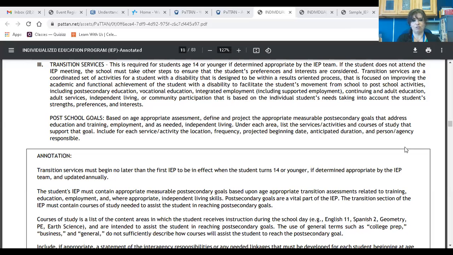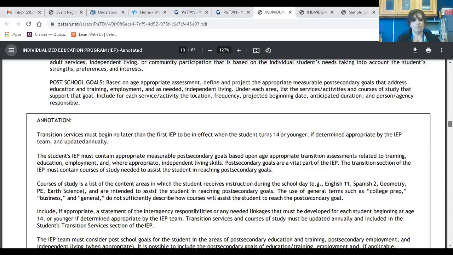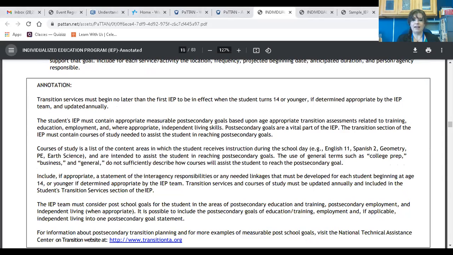The transition section of the IEP must contain courses of study needed to assist the student in reaching his or her post-secondary goals. Courses of study need to be more specific than just college prep, business, or general education. It needs to be more in depth. Also, you must include any agencies that the student is working with, whether it's OBR, ELKS program, or Center for Independent Living. You should include them in this section of the IEP.